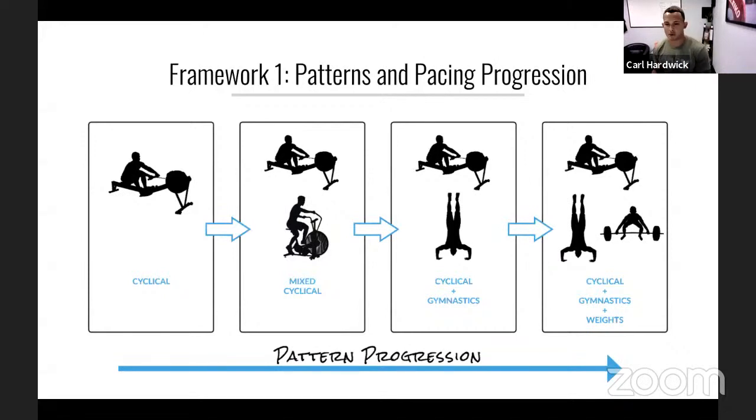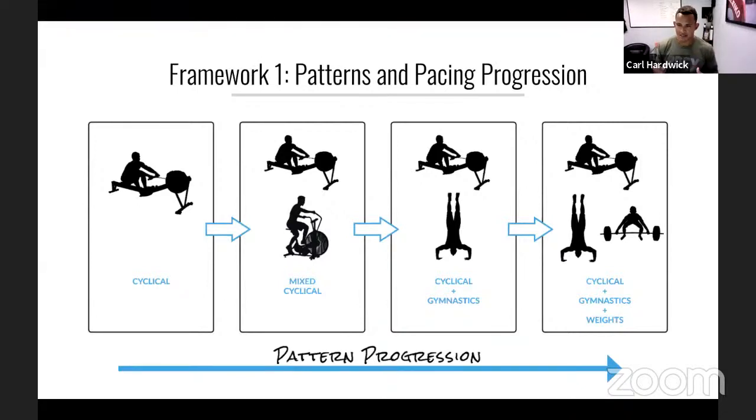Now, finally, to the most complex idea inside of this progression is cyclical plus gymnastics plus weights. So now we're going to go each set 4 times at sustained 15 calorie row, 12 dumbbell deadlifts, and 9 ring push-ups. So again, cyclical is the 15 calorie row, gymnastics is the 9 ring push-ups, and weights, we're doing dumbbell deadlifts.